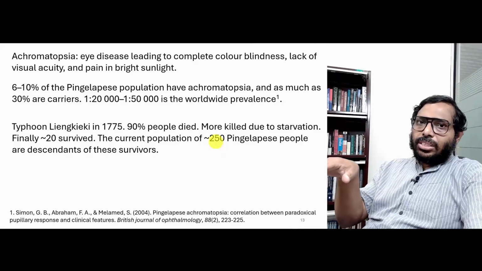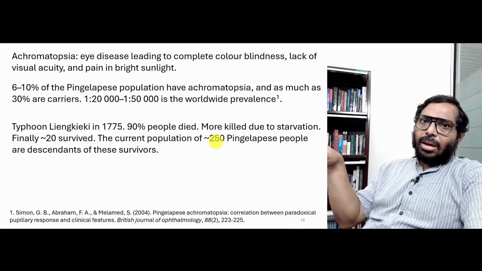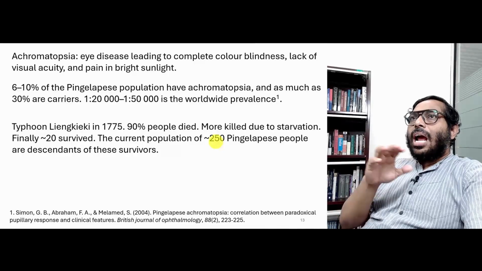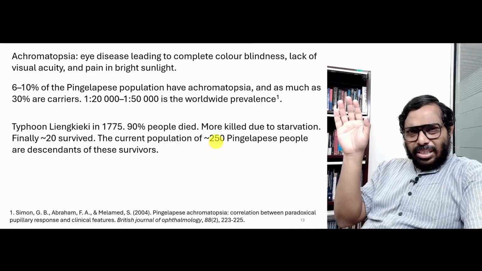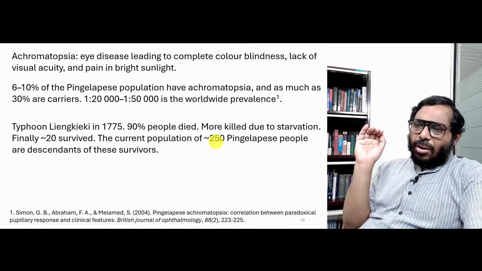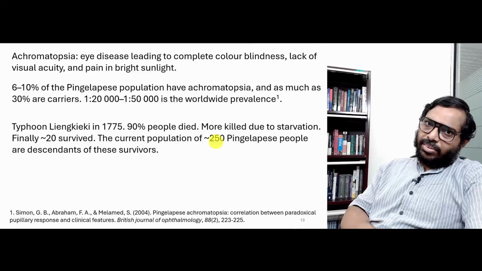Okay, 250 is the population now because lots of people have migrated outside Pingelap, but the population had actually gone up much higher. I think 750 to 800 at some point, and every one of those were actually descendants of these survivors.